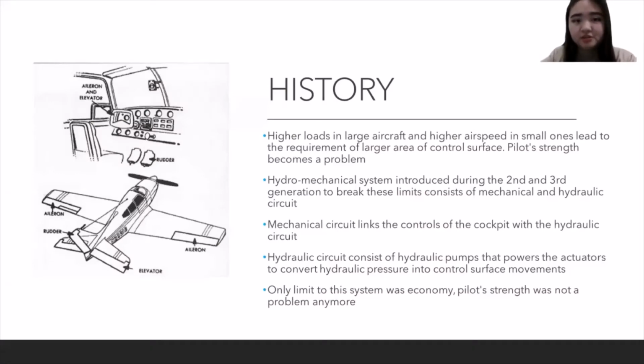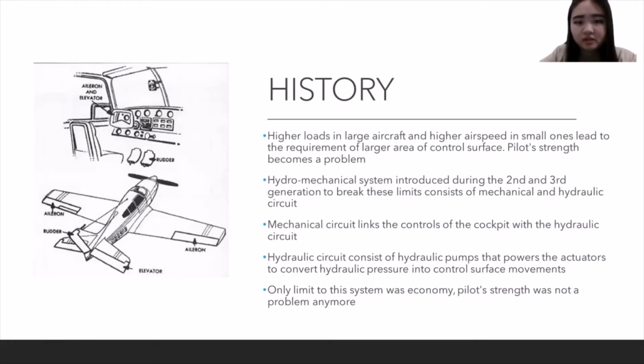However, due to higher loads in large aircraft and higher airspeed in small aircraft, there has been a requirement for a larger area of control surface. This is due to the increase in the force required to move these machines. So pilots' strength has become a problem. To help solve this problem, the hydromechanical system was introduced during the second and third generation to help break these limits. And this hydromechanical system consists of a mechanical and hydraulic circuit.